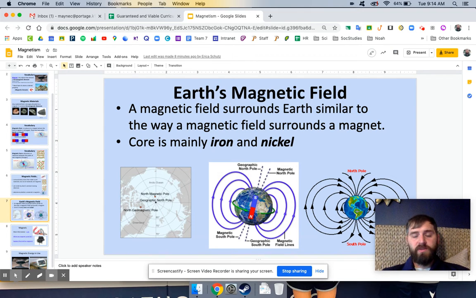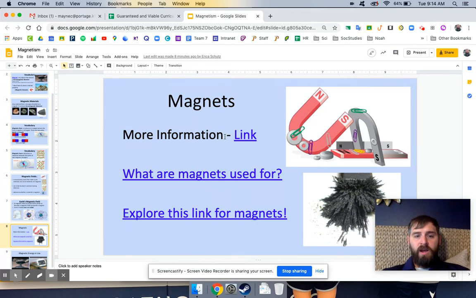And so here's what I'd like for you to do. I'm going to share these slides with you. You're able to look over them a little bit more. I want you to click some of these links, especially this one. This one talks a lot about what magnets are used for.